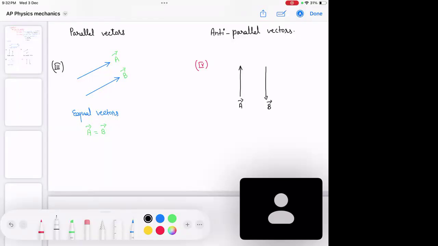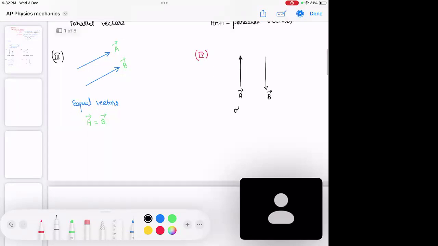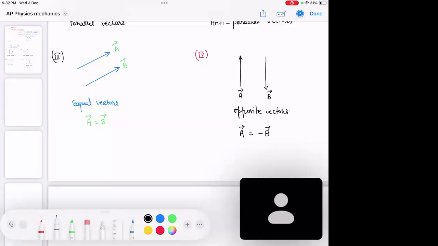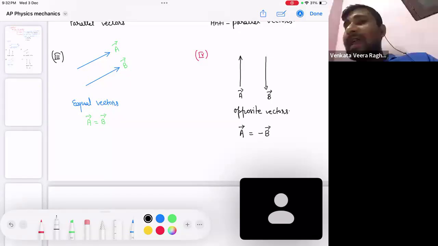So write it here: A is minus of vector B. Check it. What is the relation between A and B vector? So vector A is the negative of vector B. Is that clear? So if we want to draw any opposite vector, what should we do? We should just change the direction, keeping the magnitude as it is.